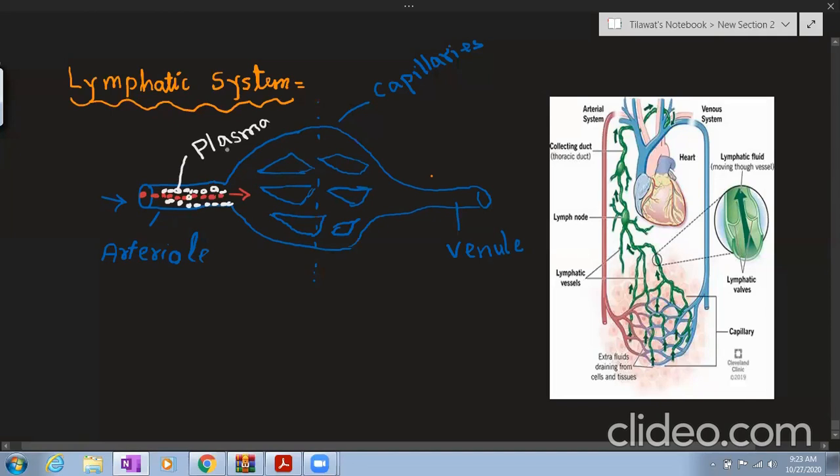This plasma contains water, minerals, hormones, and antibodies, all that. So this part of blood is called plasma. Right. Different gases are there too, like carbon dioxide and oxygen, in the plasma portion of blood.